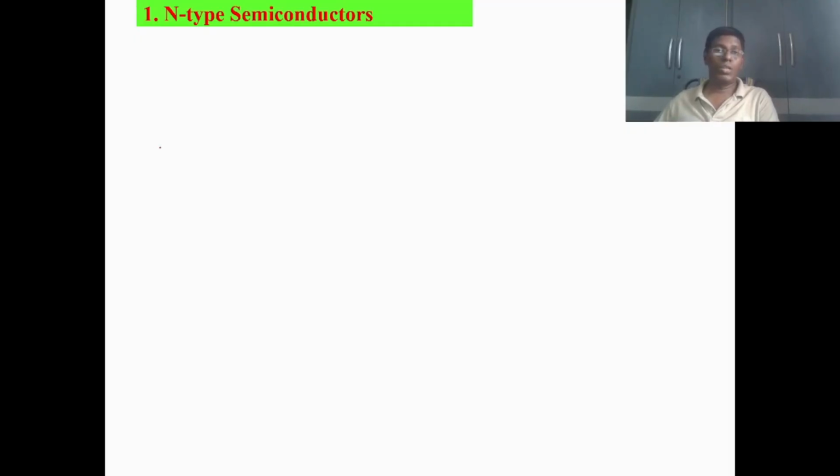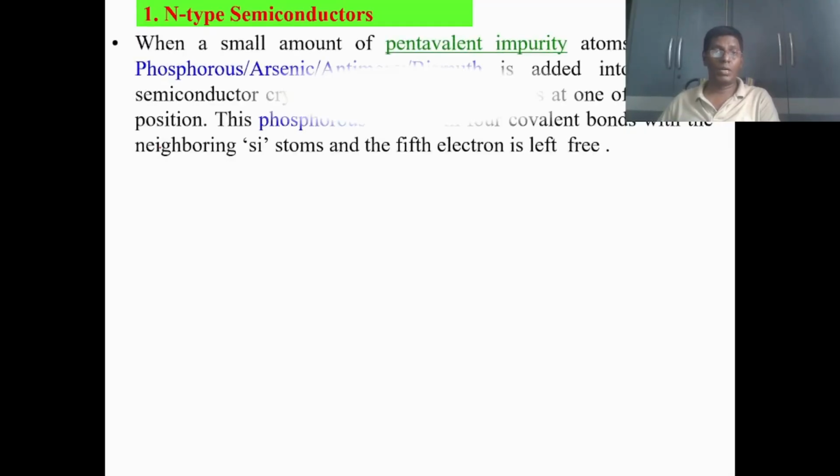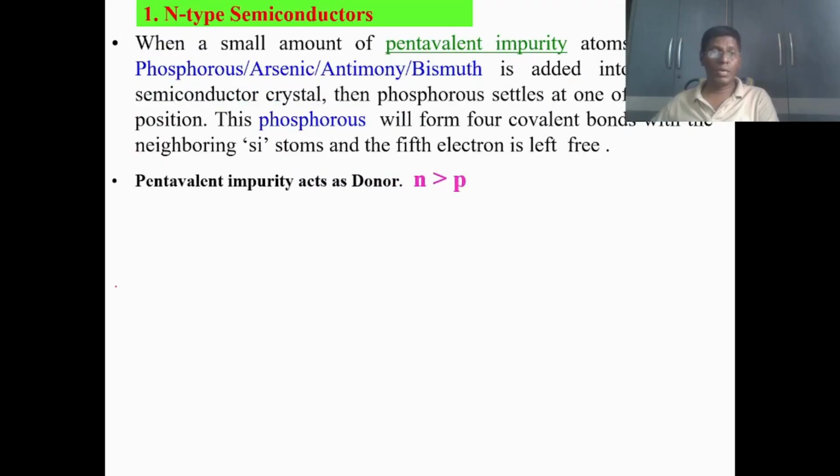Now, to understand the N-type semiconductor, first of all I am going to consider intrinsic silicon. I am going to draw the silicon crystal. Already in the last session I explained the nature of silicon. How many electrons are there in the case of silicon? Silicon is tetravalent. What is the meaning of tetravalent? Tetravalent means 4 electrons are in the outermost level.